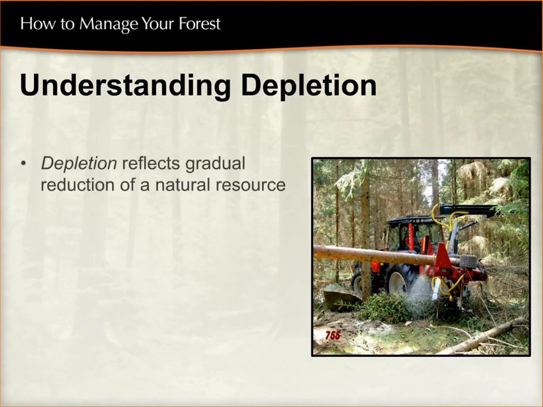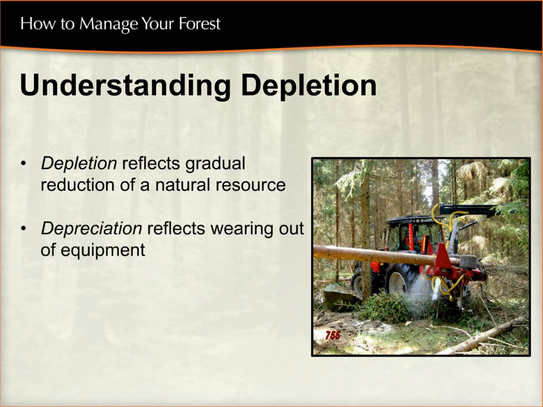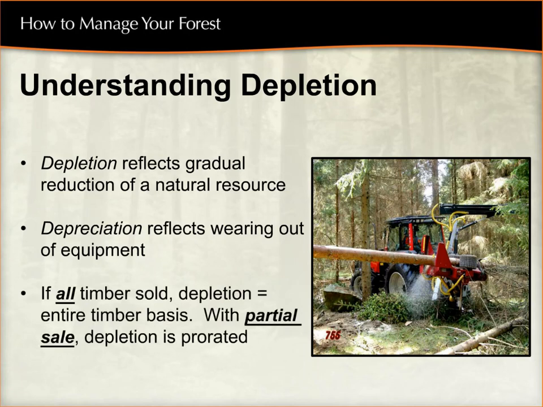Now let's talk about depletion. The process of depletion reflects the using up or gradual reduction of a natural resource. It can be thought of as similar to depreciation, which reflects the wearing out of machinery, equipment, and other such assets. If you sell all the timber on your property, a depletion allowance may be taken equal to the entire timber basis. If you sell only part of the timber, the depletion allowance is prorated according to the volume sold. In both cases, the depletion allowance is advantageous because it lowers the final amount on which you must pay tax. Failure to properly use basis and depletion deductions can result in paying unnecessary taxes.